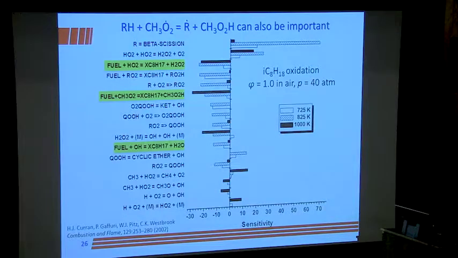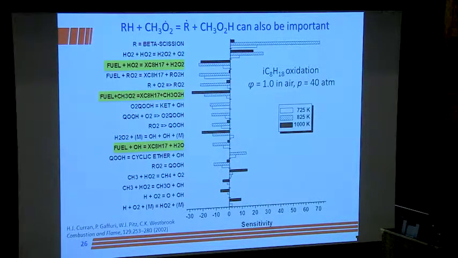Another thing that I'm highlighting here, again at intermediate temperatures, so 825 Kelvin, 1,000 Kelvin. Remember, we're at 40 atmospheres here. Okay? So the intermediate temperature kinetics is still important up to 1200 Kelvin. All right? And we see fuel plus HO2 still important. And fuel plus OH is actually less important than fuel plus HO2 in this regime. Okay? But surprisingly important is fuel plus CH3O2, methyl peroxy. Why? Why for isooctane should fuel plus CH3O2 be important?